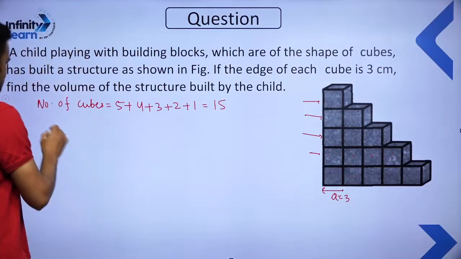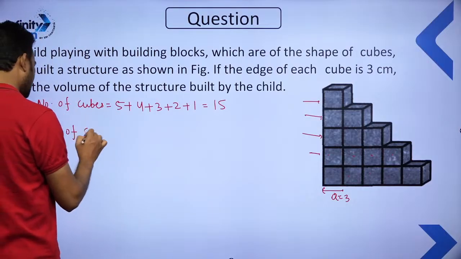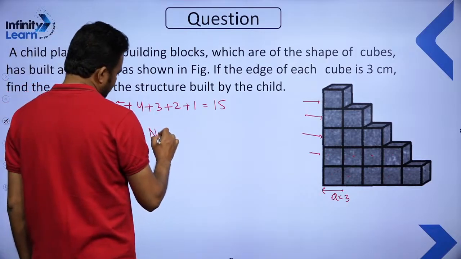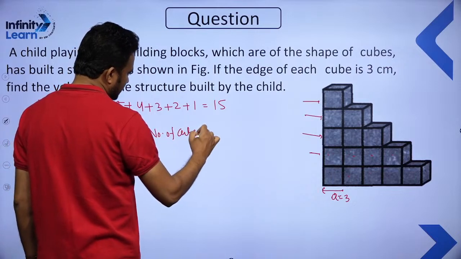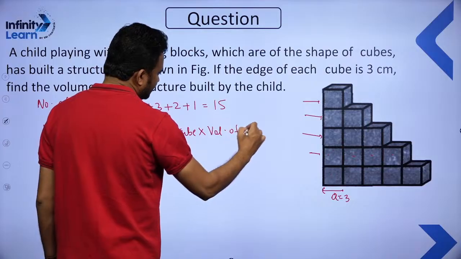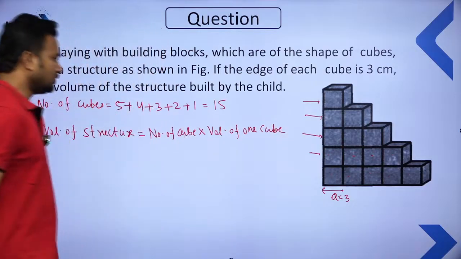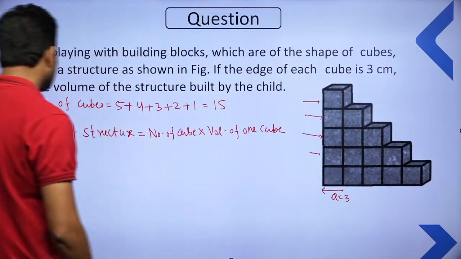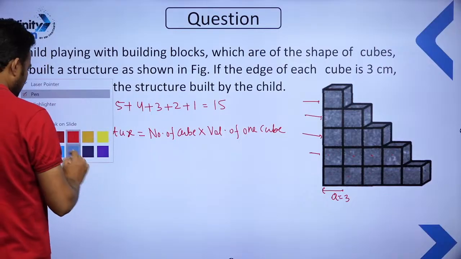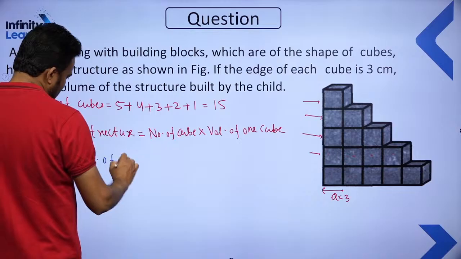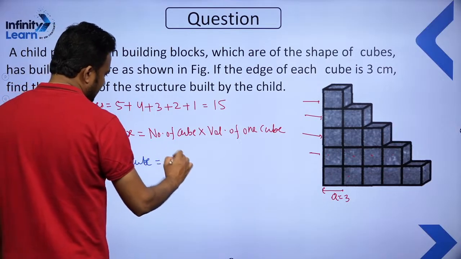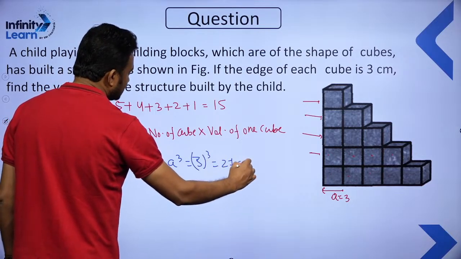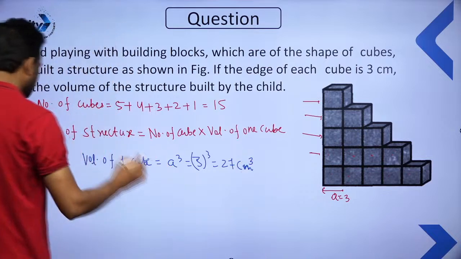So find the volume of the structure. So volume of structure will be number of cubes in the structure into volume of one cube. So the number of cubes is 15 and we know very well how to find the volume of a cube if the dimension is given. So let us find the volume of one cube. So what will be the volume of one cube? That is side cube, means A cube, which is 3 cube, and 3 cube is 27 centimeter cube, right? So let us find the volume of the structure.